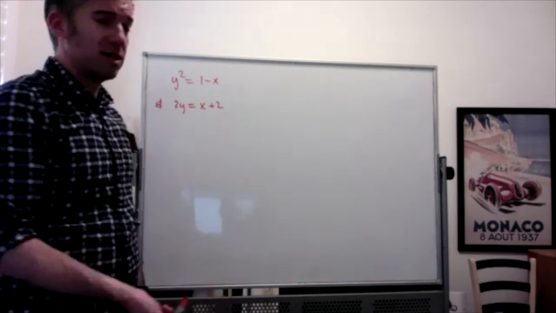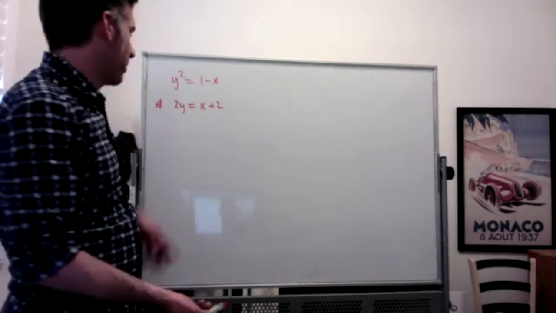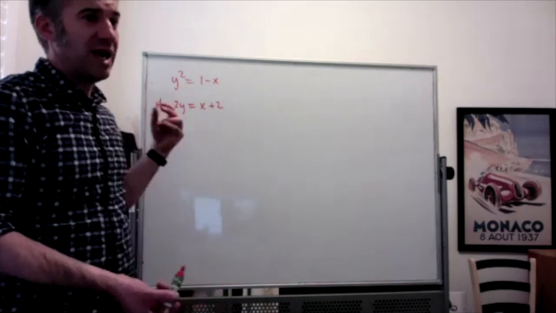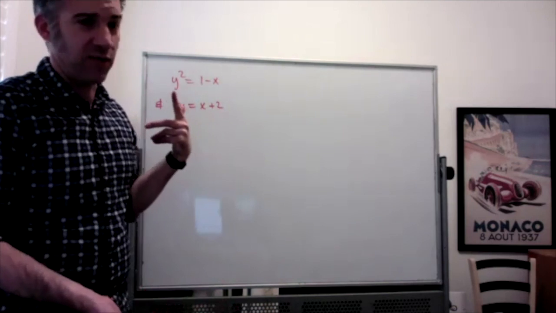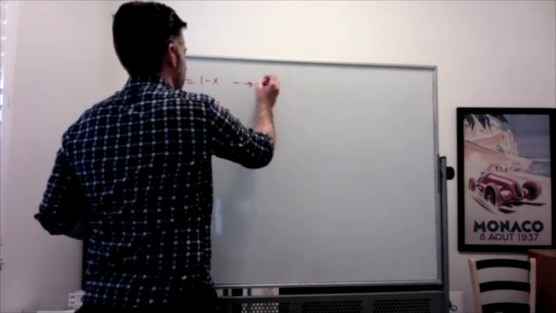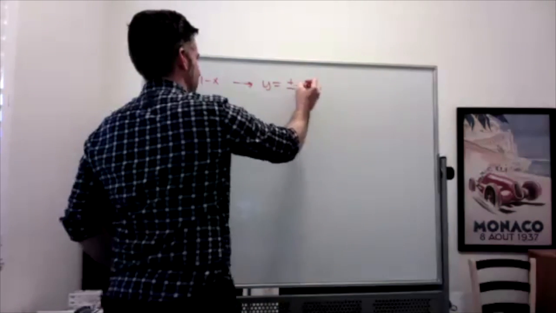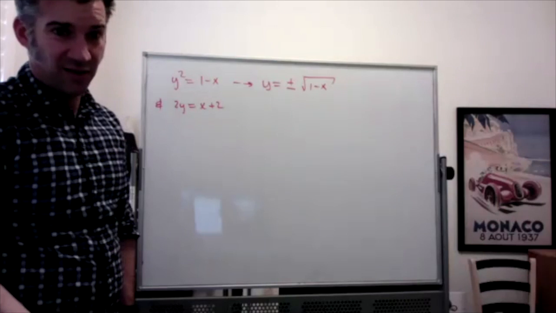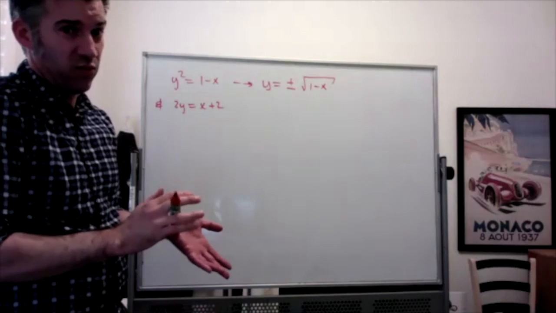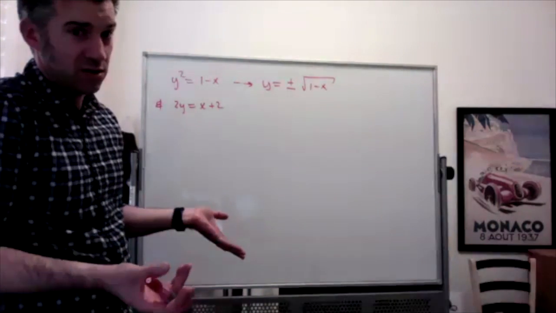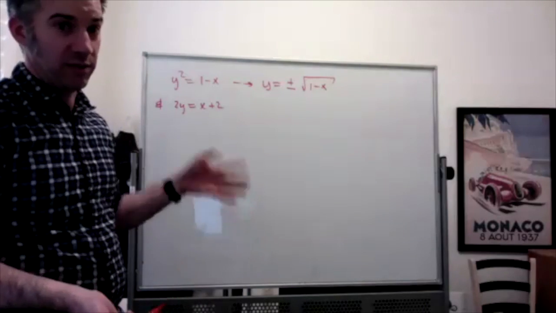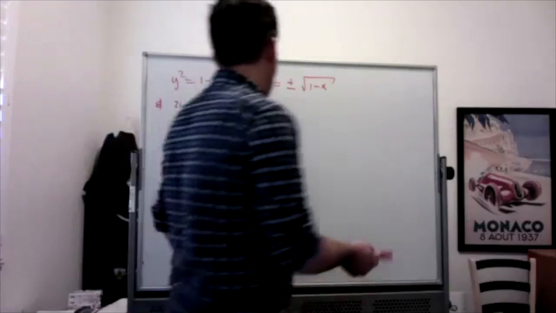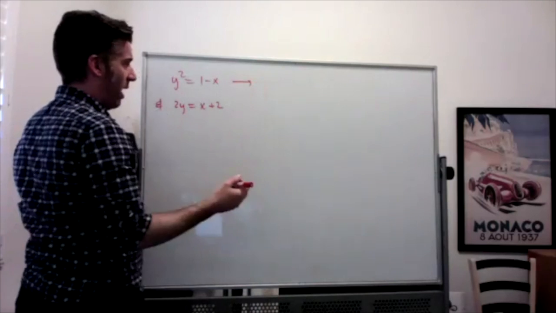To me, the deciding factor here is that we have a y squared, which means I really don't want to solve for y, because if you solve for y, you get y equal to plus or minus the square root of 1 minus x. And that's just not excellent, right? It's literally not a function of x, because it fails the vertical line test, which is okay, but it just means it's probably going to be more sensible to solve for x.